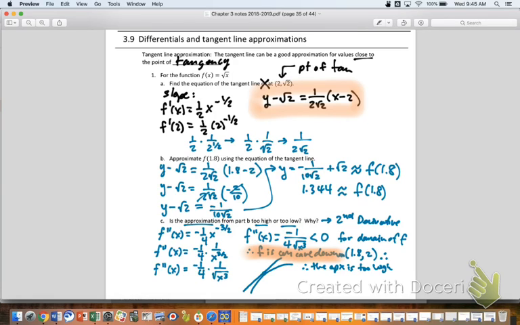I don't understand how you said the approximation is too high. Yeah. So check out my graph here. What I did here is I attempted to draw a graph of f of x. And you can see how this graph is concave down. Therefore, for that graph, the second derivative would be negative, right?